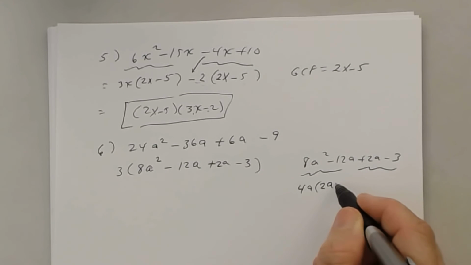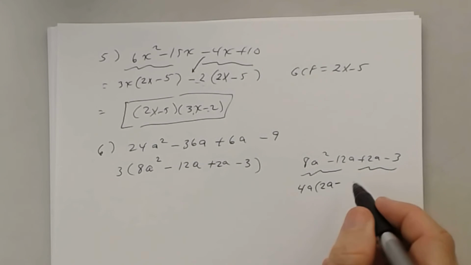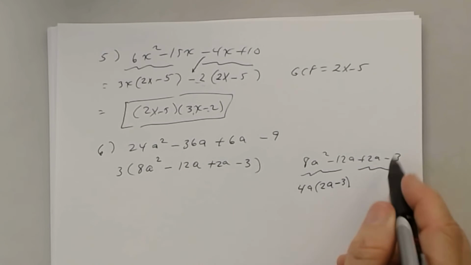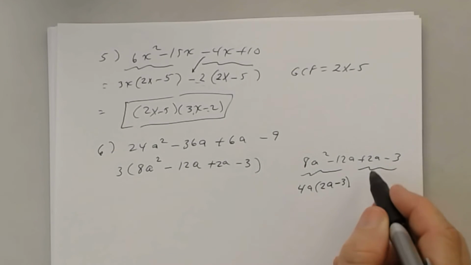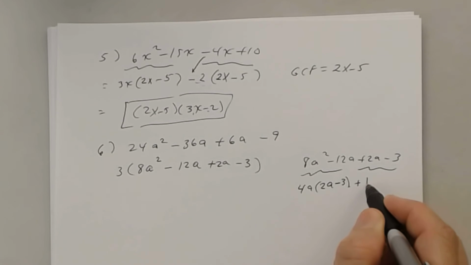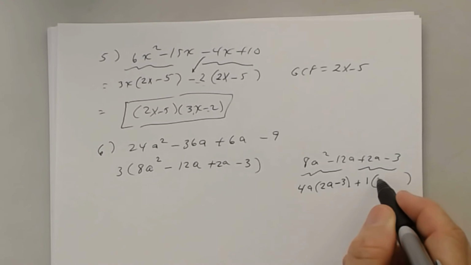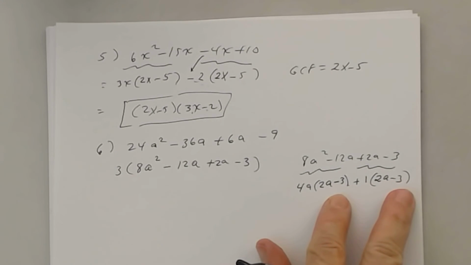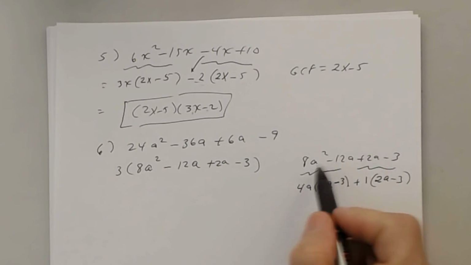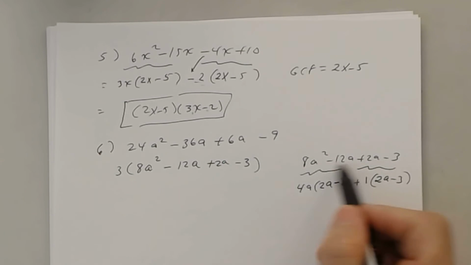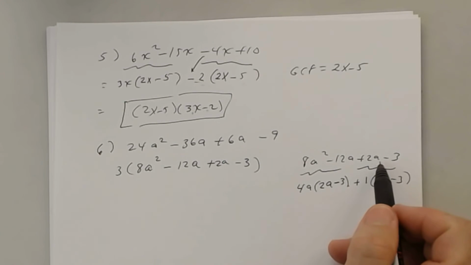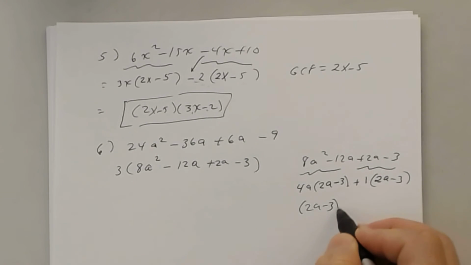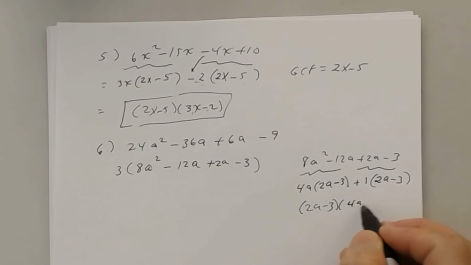2a. 4a times what's the negative 12a? Minus 3, right? Okay, over here, that second group, what's the GCF? 1. So I need to say plus what? 1. And what's inside the parentheses? 2a minus 3. And notice that these two binomials are the same. So this polynomial with 4 terms, I can factor as 2a minus 3 times 4a plus 1.